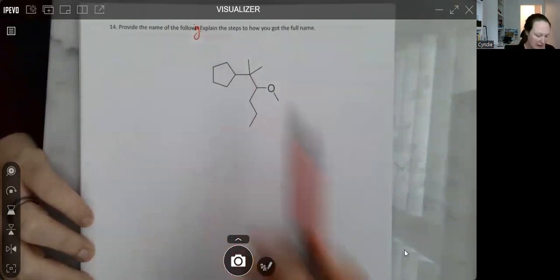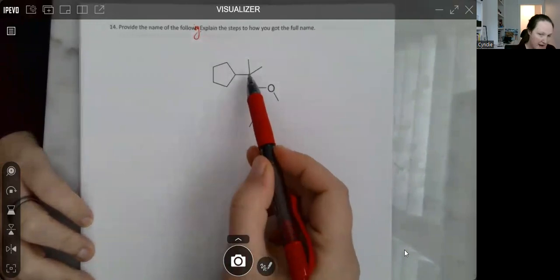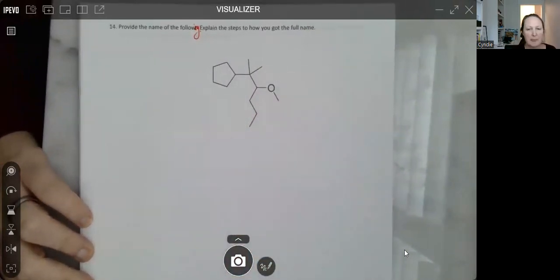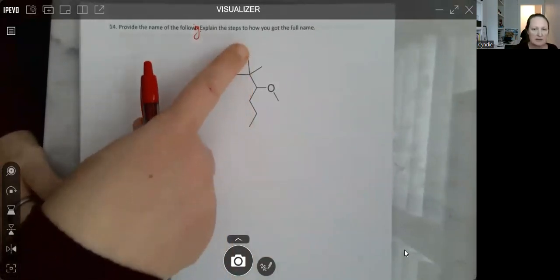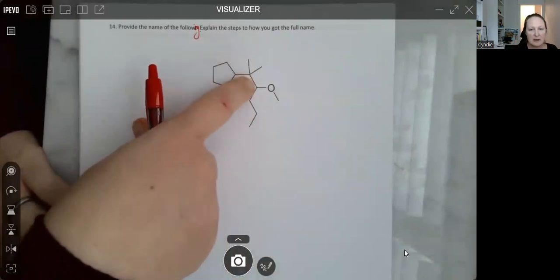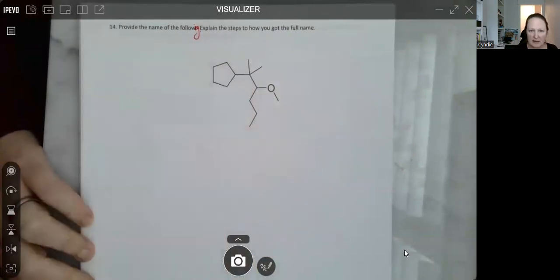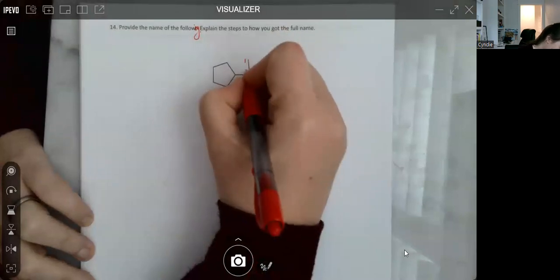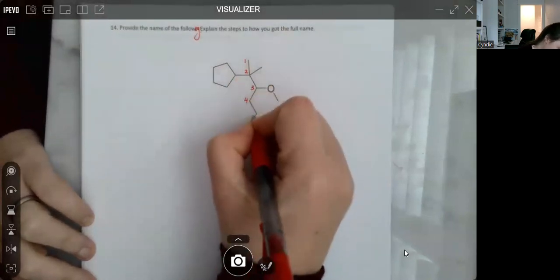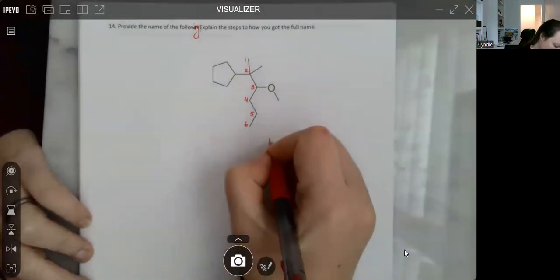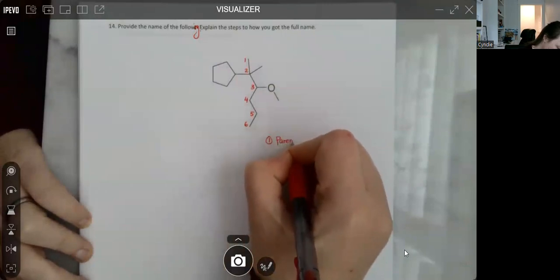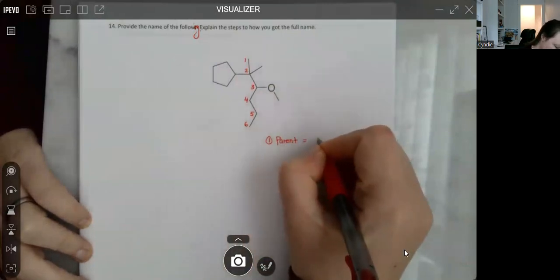There's 5 carbons in this ring, but there's 1, 2, 3, 4, 5, 6 carbons outside of the ring. So we're going to go with an alkyl chain outside of the ring. If we were to start on this side, we would not get to the first substituent till carbon number 4. But starting from the top, we get to the first substituent at carbon number 2. So that's the correct way to number the parent chain, right? So step number 1, we identify the parent, right? Which in this case is just hexane.